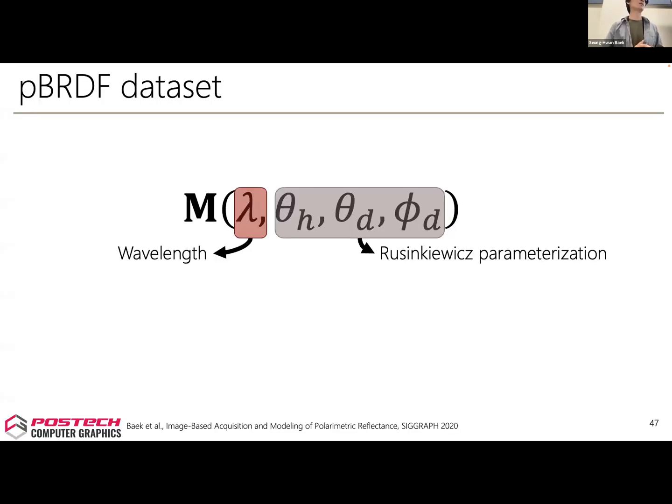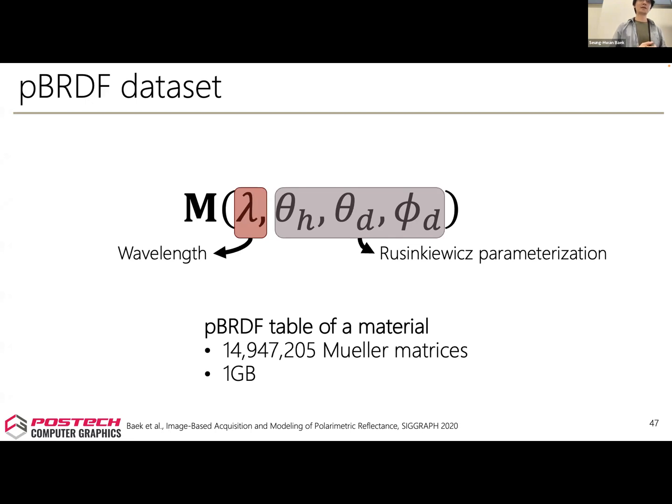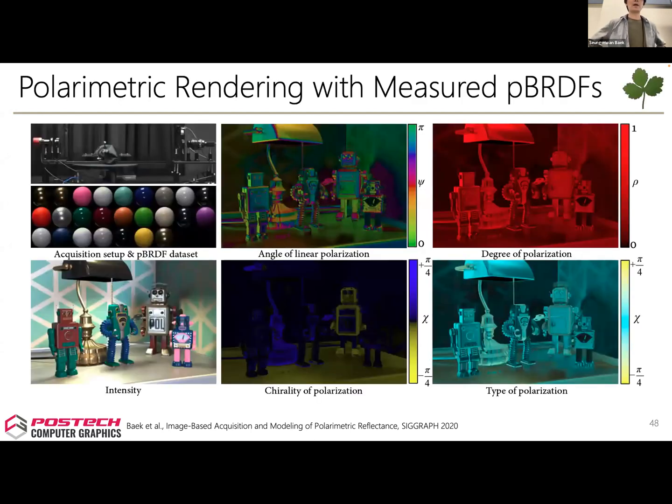Then we tabulated this measured PBRDF with respect to the wavelength lambda and also the Rusinkiewicz parameterization angles. If you want to know about the Rusinkiewicz parameterization, please refer to physically based rendering models. And overall, for a single material, we have a 1 GB PBRDF table that you can use for rendering the polarization characteristics of a virtual scene.